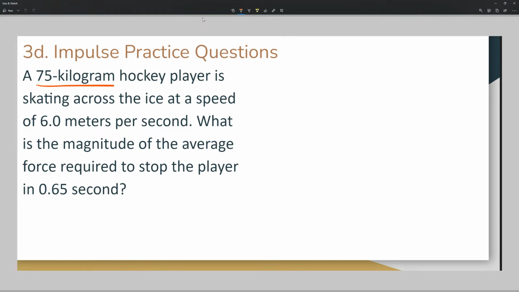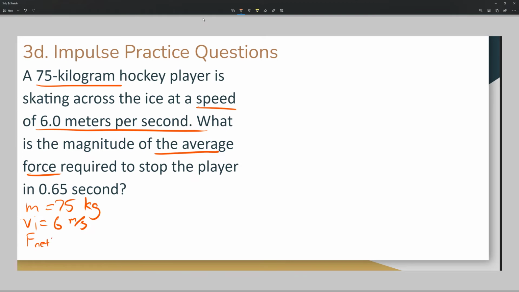Alright, so you have a 75 kilogram hockey player traveling across the ice with 6 meters per second. What's the magnitude of the average force required to stop the player, right? So the final velocity of the player is 0 in 0.65 seconds, right?